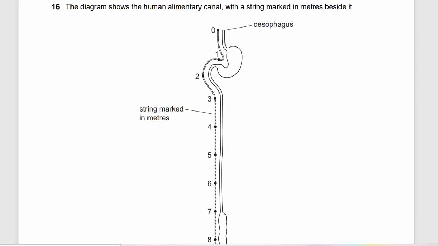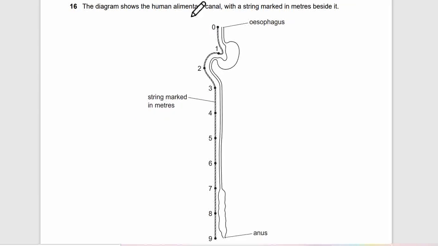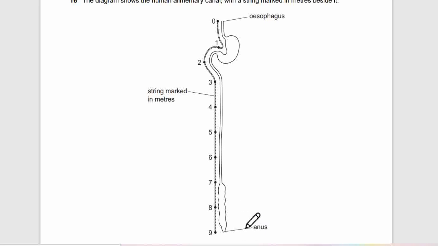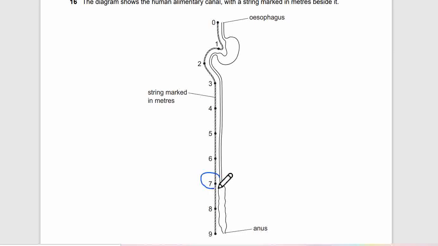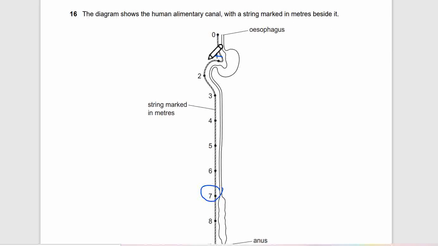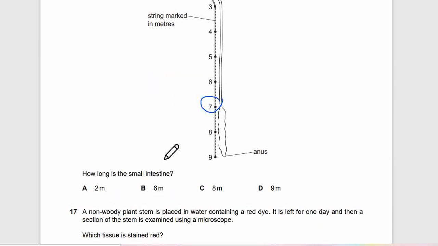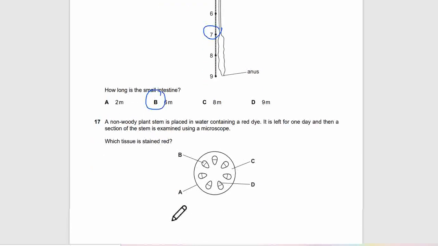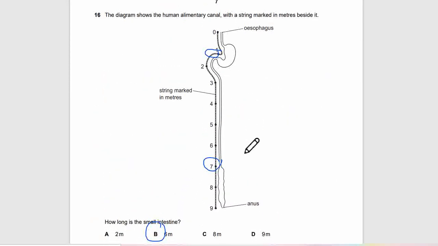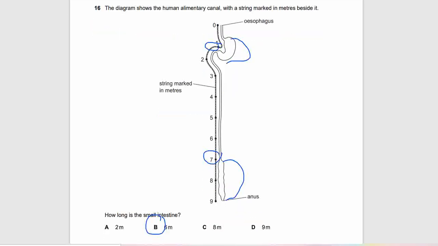Question 16 now. The diagram shows the human alimentary canal with a scale marked in meters beside it. So this is the esophagus, this is the stomach, this is the small intestine, and it all goes to the anus. Question, how long is the small intestine? The small intestine starts from here and goes to here, so it's 7. And starting from here, 1 to 7, 7 minus 1 is 6, so it will be 6 meters. Number 16 is 6 meters. Alright, next we move on to question 17. If there's anything unclear, please write in the comment section. This part is the large intestine. This is the stomach. Now let's move on to question 17.